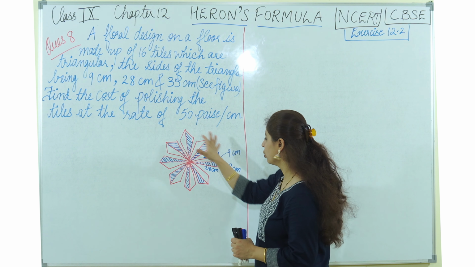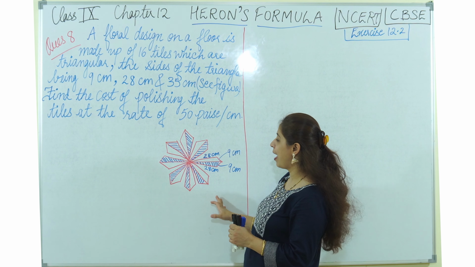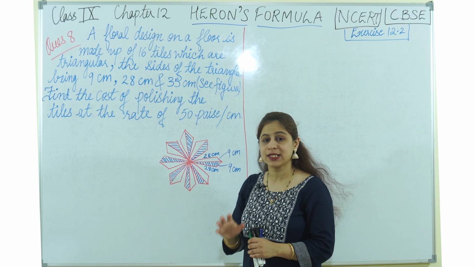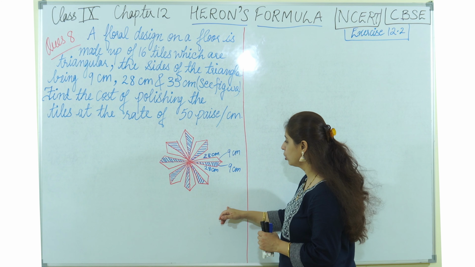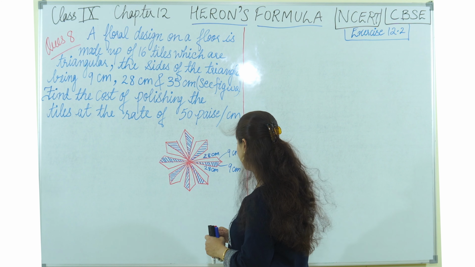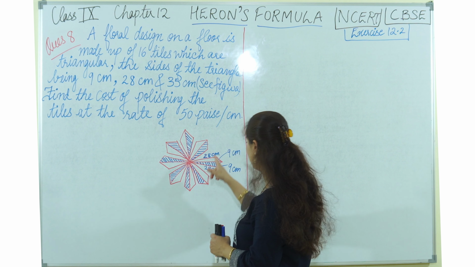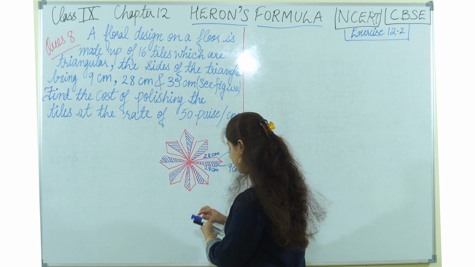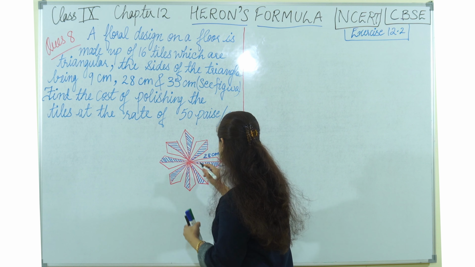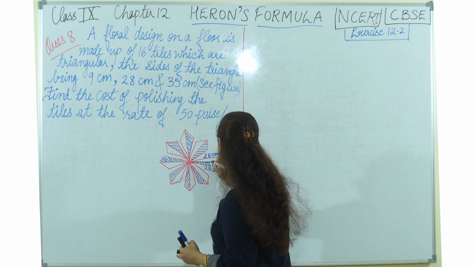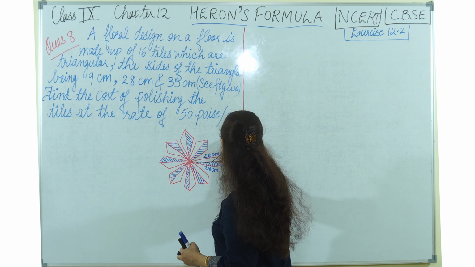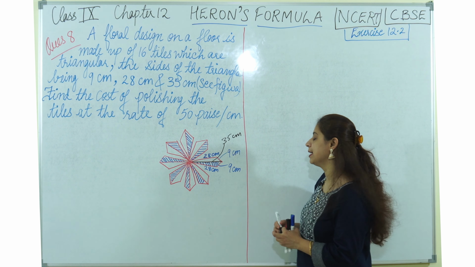Okay. So the figure is given to us. The triangles are given to us. The triangles are 16 in number. And so the 3 sides of one triangle are 28, 9 and 35. This is the third side being given to us, which is 35 centimeter. So 3 sides are given.